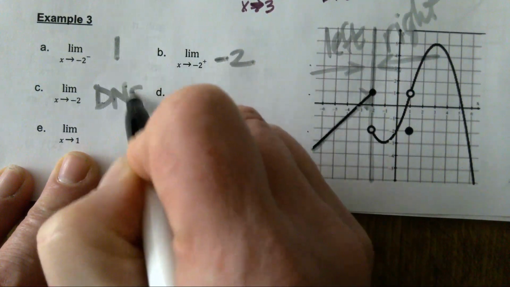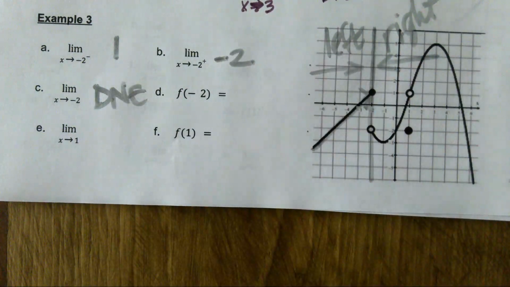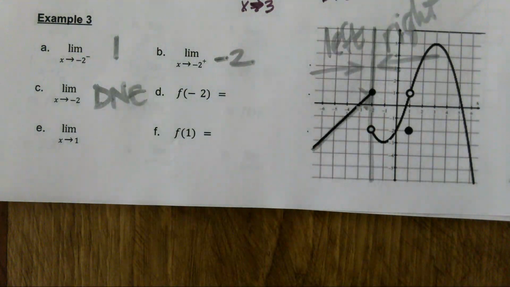And then to answer your question, are these two the same? So is it DNE? It is DNE. So if there's no plus or minus, there's just the overall limit? Yep.